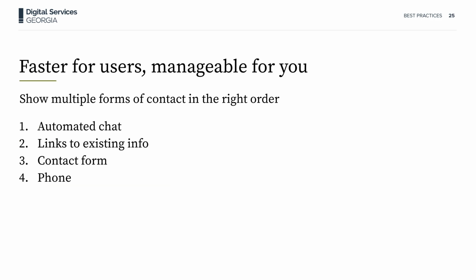So if you have multiple ways for the user to get this information, then make sure that you're ordering the page in a way that makes it faster for the users and more manageable for you. Show the multiple forms of contact in the right order to achieve this goal. So for example, if you have an automated chat, that can maybe go at the top. If you have links to existing information, it can pop up next. Then maybe include your contact form so that they can send you written information. And at the very bottom, that's where you're going to want to include a phone number or an office address, anything that's going to be more hands-on. Make sure that you're saving that for the very last.